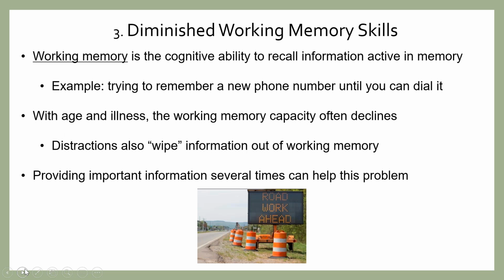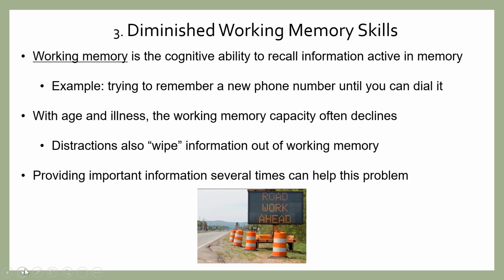And then lastly, working memory skills. That's our ability to recall information in active memory. So let's say someone gives you their phone number, a new phone number. You've never had it before, and you're trying to remember all the digits. Well, that's working memory, and it's challenging at any age sometimes to remember a phone number, and we can easily have that information wiped from our memory with just the slightest distraction.